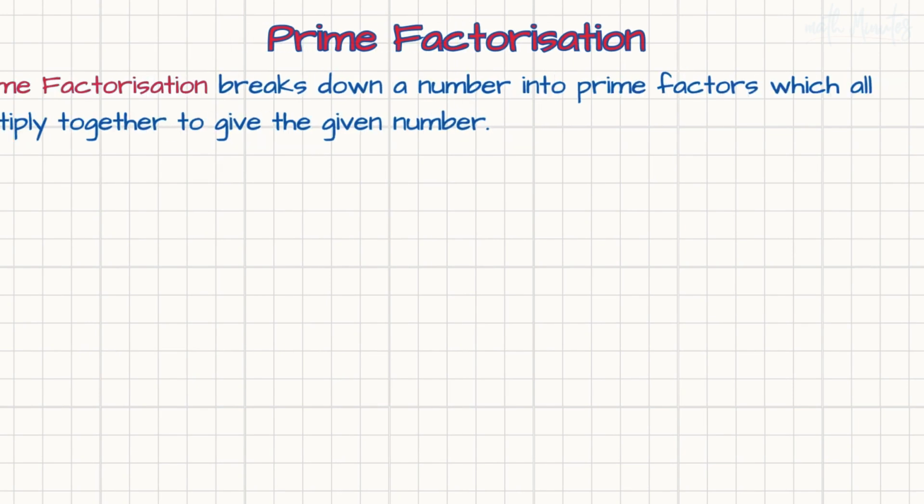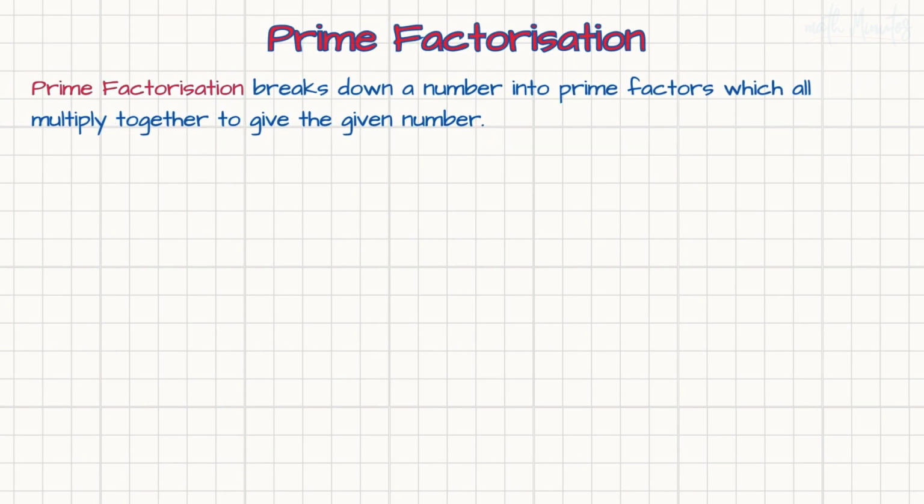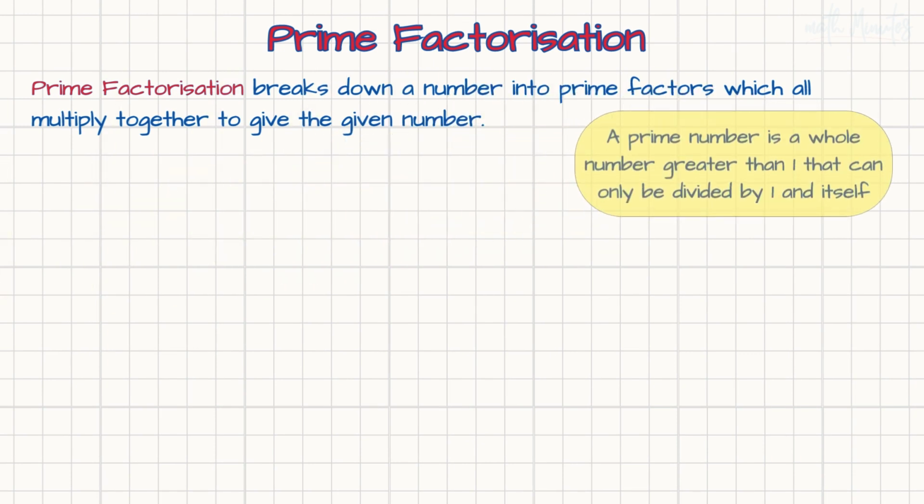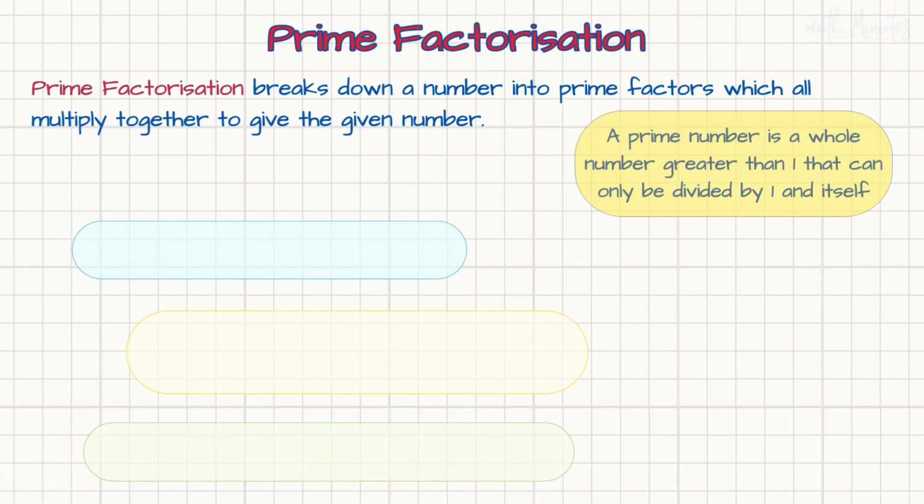Now, let's delve into prime factorization. Prime factorization is a method that breaks down any whole number greater than 1 into its prime factors, prime numbers that can only be divided by 1 and themselves. To find the prime factors of a number, there are several methods we can utilize, such as repeatedly dividing the number by the smallest prime numbers until we can't divide it any further.